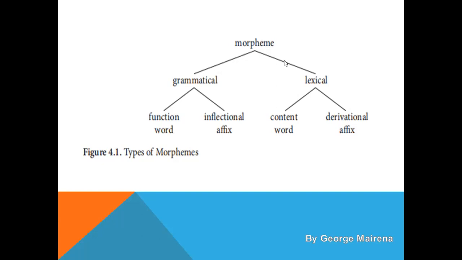And we have two types of morpheme: the grammatical morpheme and the lexical morpheme. So what do you understand by grammatical morphemes? Nobody knows? Well, the grammatical morphemes, folks, express a limited number of very common meanings or express relations within sentences, right? And the grammatical morpheme can be divided into the function word and the inflectional affix.